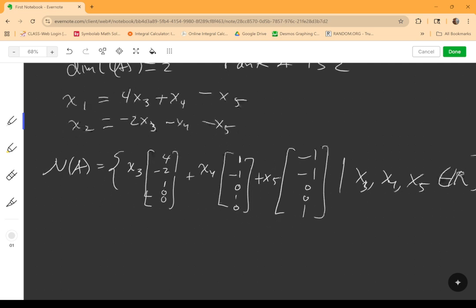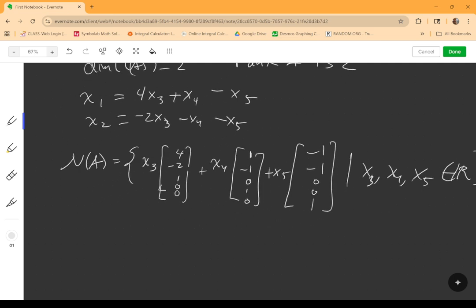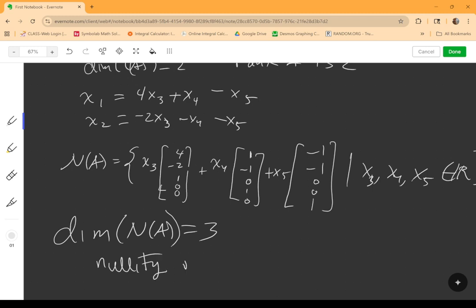We can see that the basis is these three vectors. So the dimension of the null space of A is 3, or in other words, the nullity of A is 3.